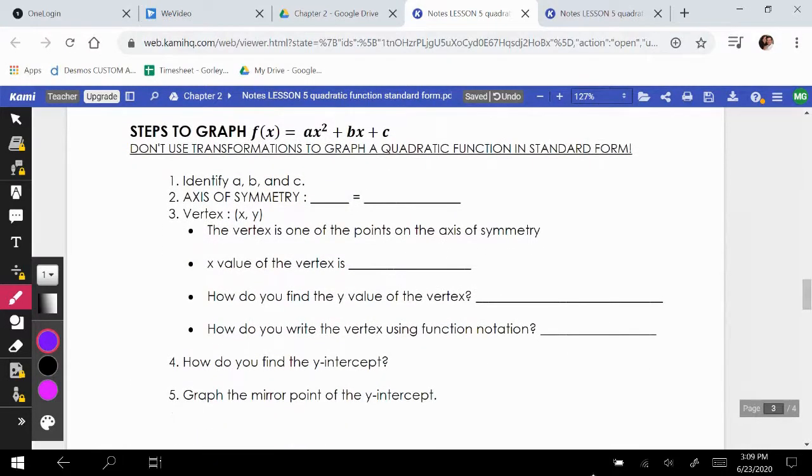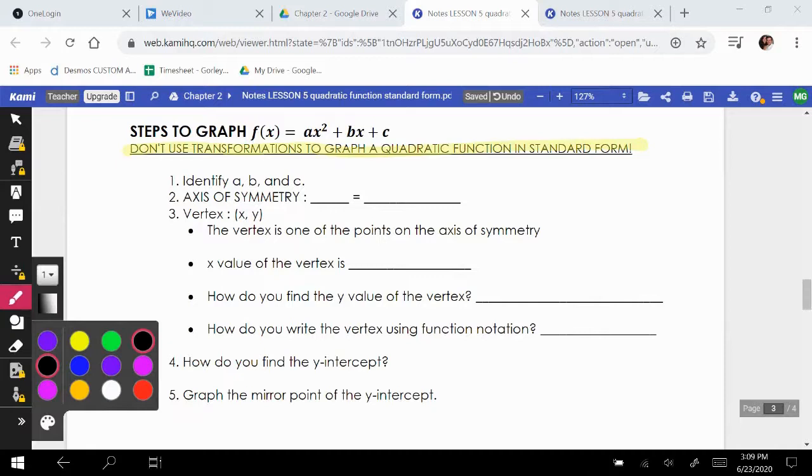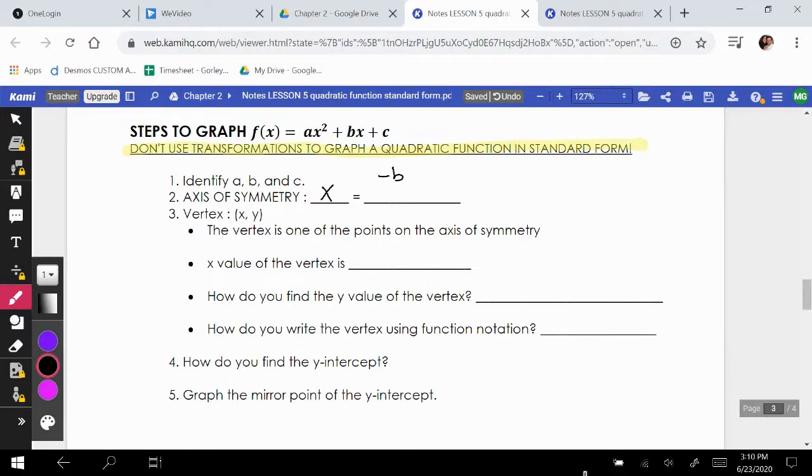Here's what you need to memorize. Okay, so this is important to memorize. The steps that you're going to use to graph ax squared plus bx plus c. You are not going to use transformations to graph standard form. I'm going to say that again. You're not going to use transformations to graph a quadratic function in standard form. Instead, you're going to follow these 5 steps. 1. Identify a, b, and c. 2. Your axis of symmetry is going to always be x equals negative b over 2a. Okay, that's just something you memorize.